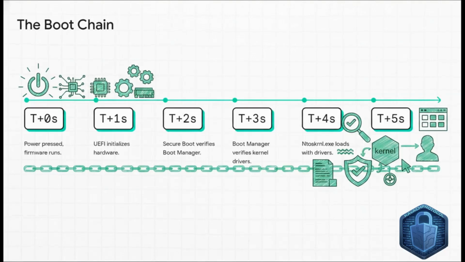So, this secure boot chain ends up looking something like this timeline. At T+0 seconds, you press power and the firmware runs. At T+1, UEFI initializes the hardware. T+2, secure boot mathematically verifies the boot manager. T+3, the boot manager verifies our kernel, ntoskrnl.exe. T+4, the kernel loads and system services start. And finally, around T+5, your user session begins. This chronological chain is what we call a measured boot, where literally every single step cryptographically verifies the integrity of the very next step. It's like a giant chain of trust.